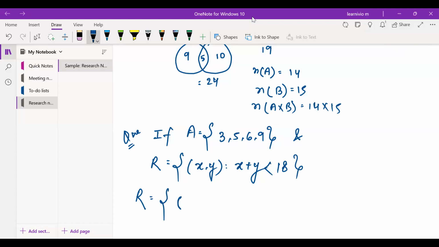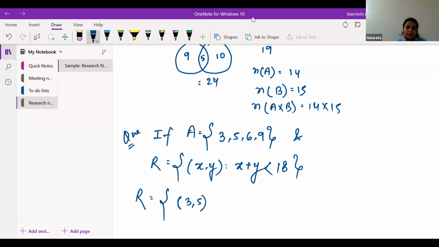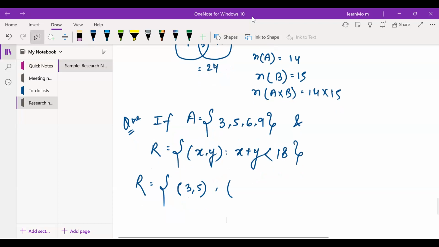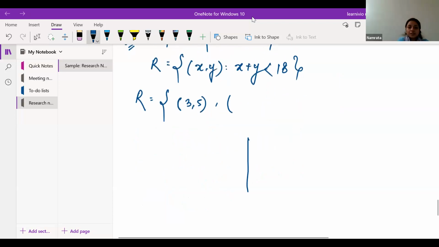3 and 5. 3 with 5. Then can we take 3 with 6? Yes. You make the figure like this, no? 3, 5, 6, 9. Here also 3, 5, 6, 9. Now you have to take all the possibility where x plus y is less than 18.